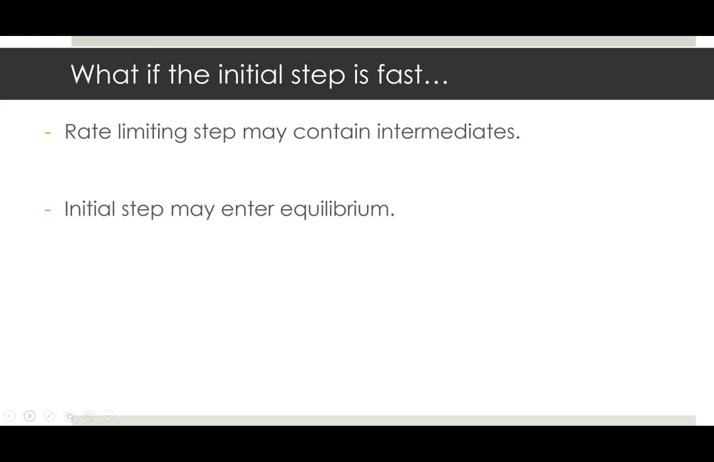The initial step may enter equilibrium. So we'll look at that in just a second. If that first step enters equilibrium, we can use that K value for that step to help us determine the rate law. So once we address the intermediates, we use this idea of an equilibrium to help us determine the K value. We'll see that in just a minute.